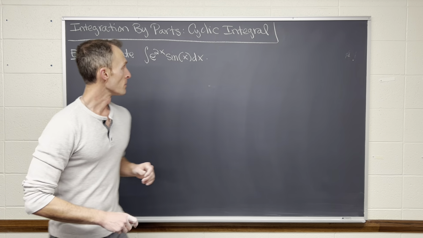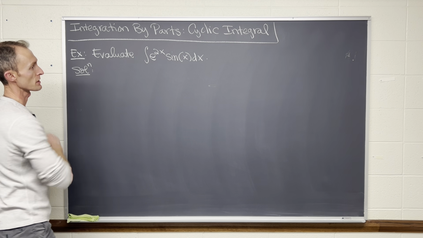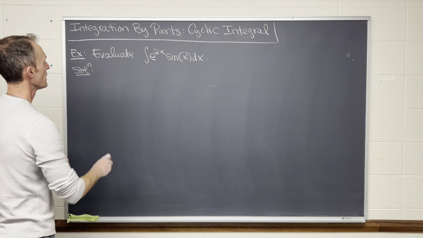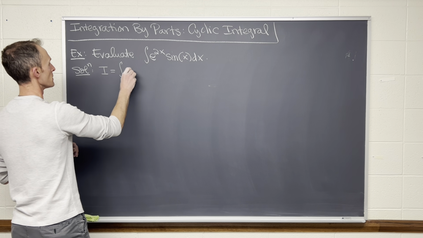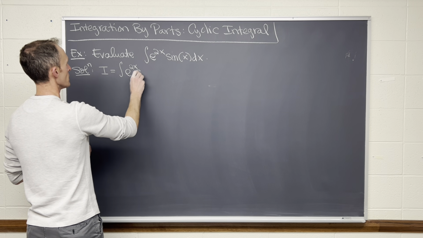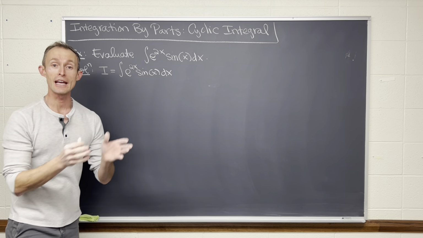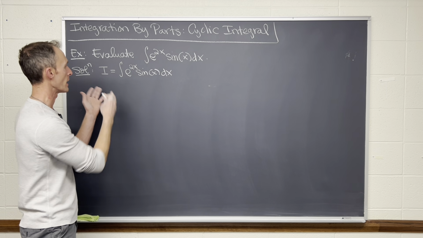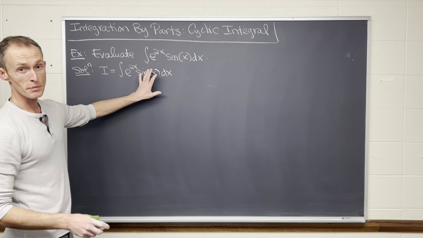So here's what we're gonna do. I'm gonna call this integral, okay, and I'm gonna need every inch of this board because this is gonna take a little bit of space. So I'm gonna call I this integral, integral e to the 2x sine of x dx. Okay, I'm just gonna give it a name and you'll see why I'm giving it a name in just a moment, okay? So I'm going to do integration by parts on this.